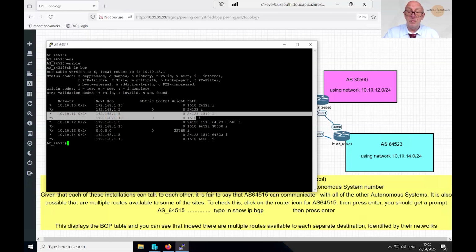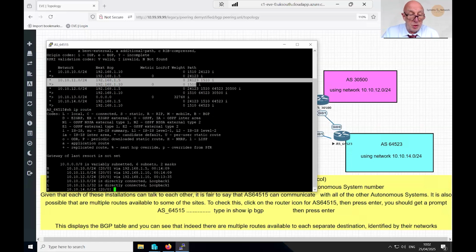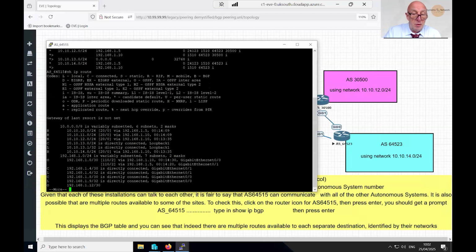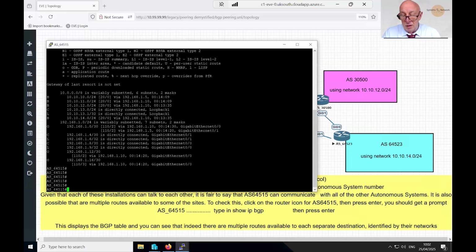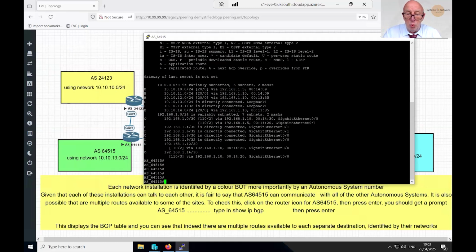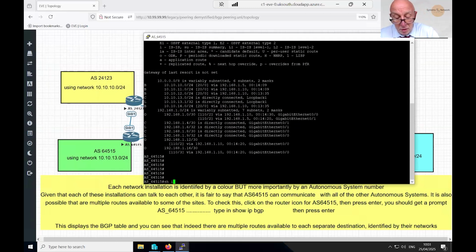So there you go. Hopefully you found that interesting. If I then type in show IP route, I can see what I've got here. In fact, I'll leave it as this. We can see on here somewhere I will have network 10.10.13. There it is. 10.10.13 is directly connected. We know that. It's actually plugged into the device.